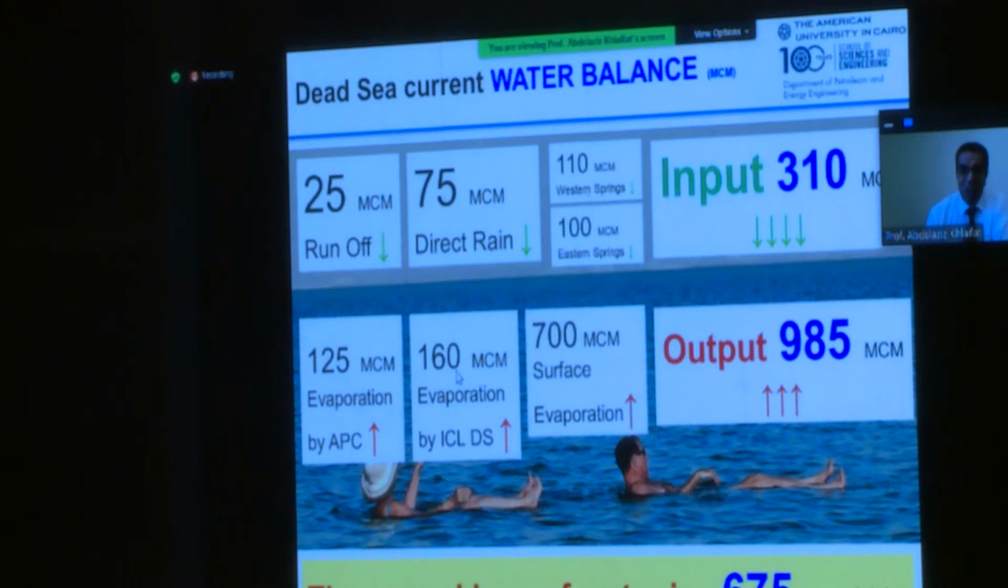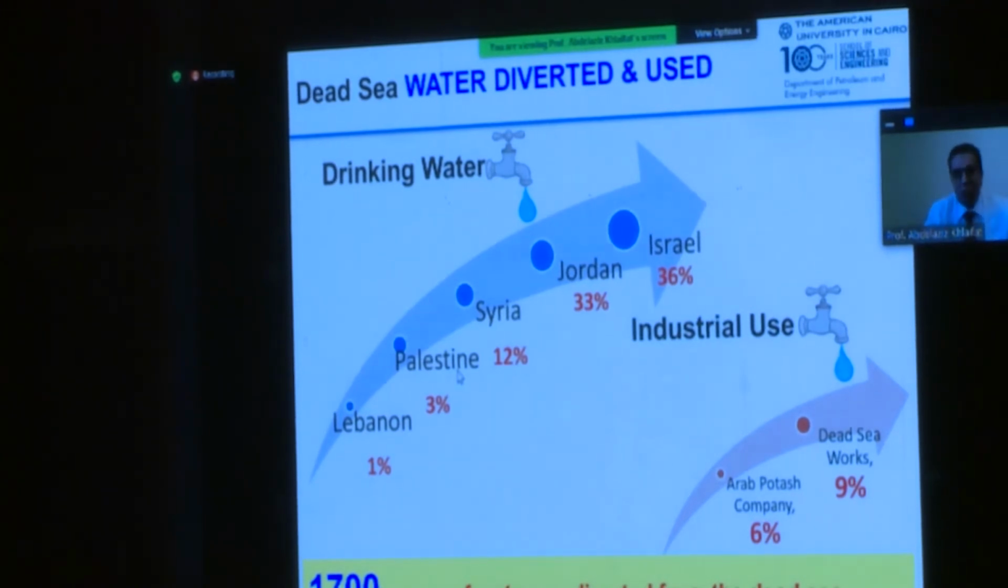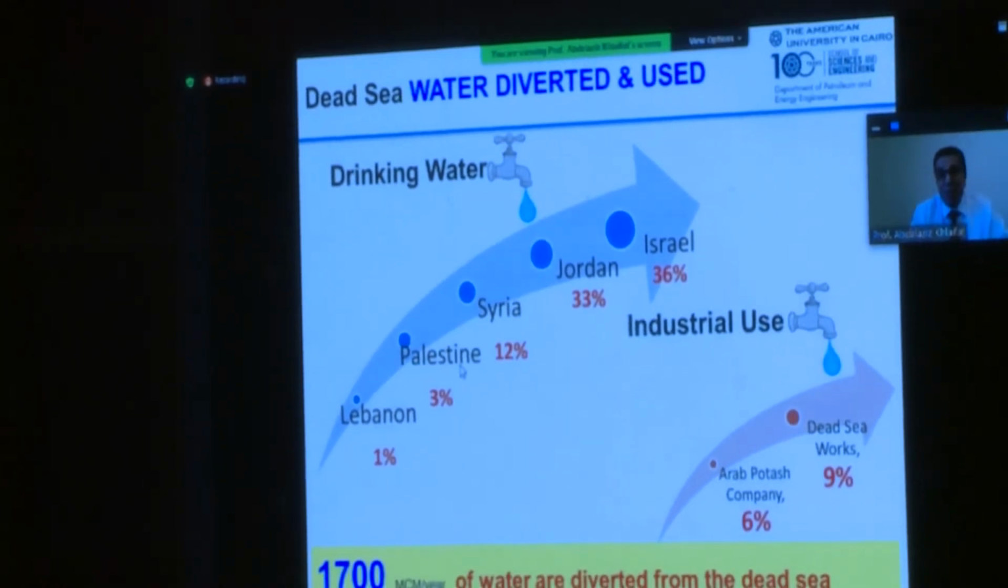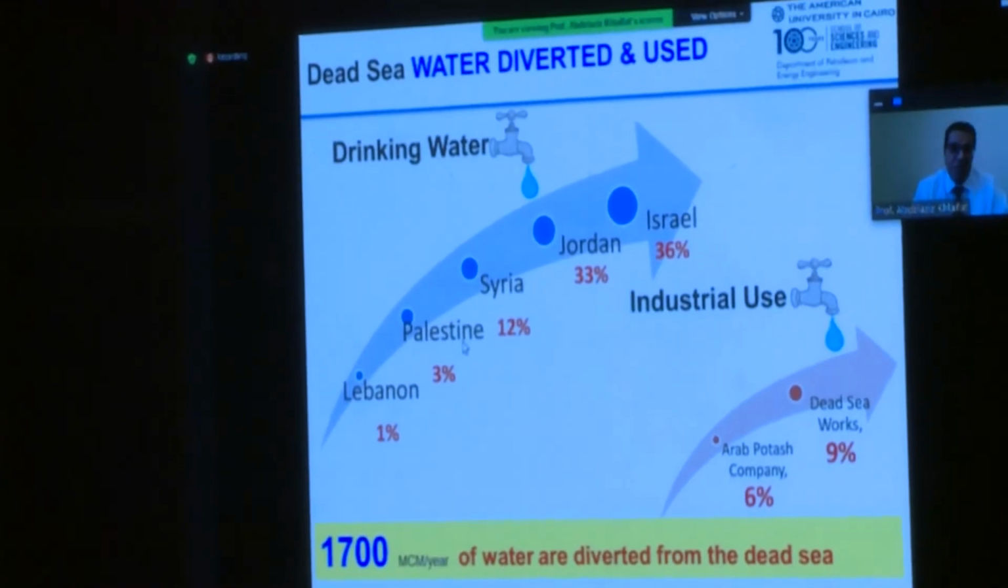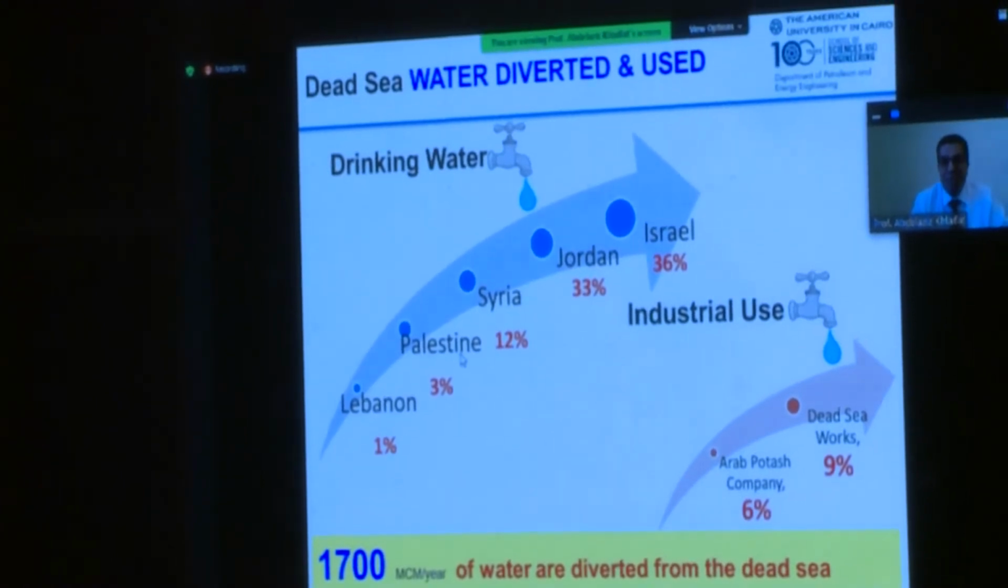Where can we get this from? Eventually, this is a big issue. And the main cause for this is diverting the water that was allocated for the Dead Sea by nature. Industrial activities use a minimal share, almost up to 15%, while the 85% of the decrease, almost 1,700 million cubic meters per year, is caused by humans or by human acts.